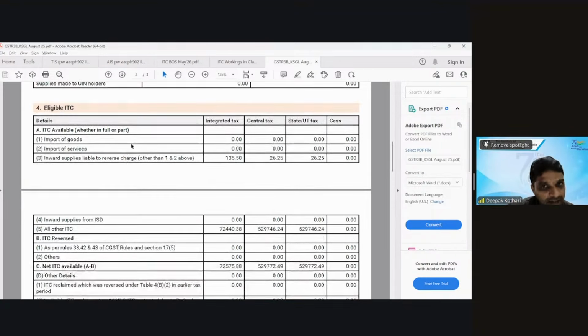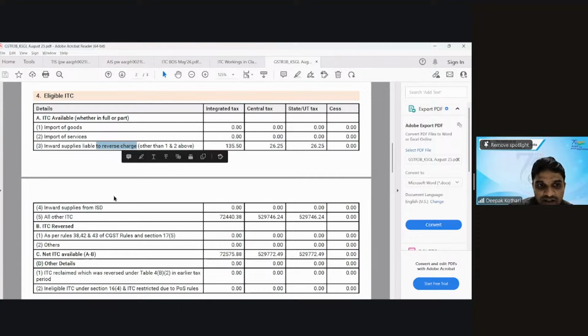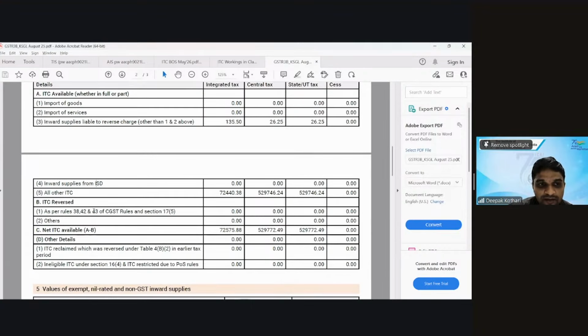Clear? So eligible ITC: take the ITC on import of goods separately, import of services separately, reverse charge separately, ISD separately, and the normal ITC will come here. Then you will reverse it. Then your balance after this reversal, what remains, is your net ITC. We have to mention first and then reverse. Yes, it must be plus first, only then can it be minus. So you have to mention and then reverse it.